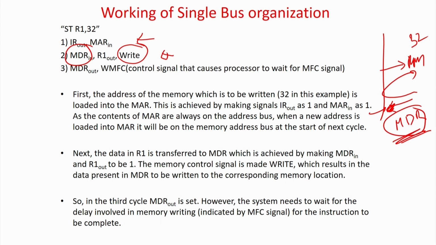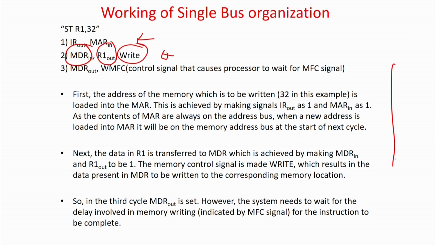So in this case, MDR in is equal to 1 and R1 out is equal to 1. If you look at it, this is your memory data register, which is in the in mode, and your register R1 is in the out mode. So the register will dump the value, which will go to the memory data register. But this is a memory write operation.